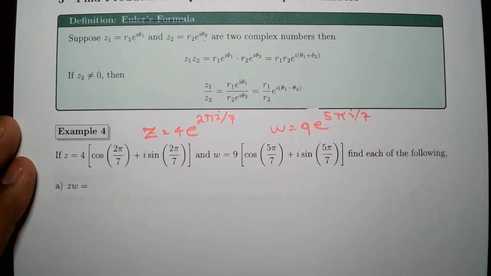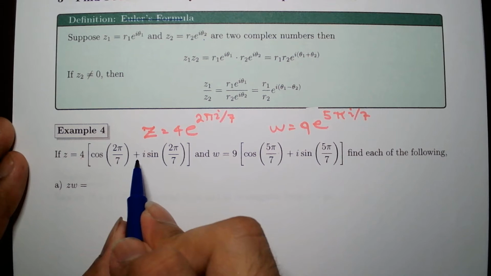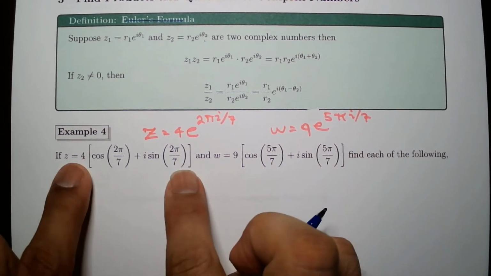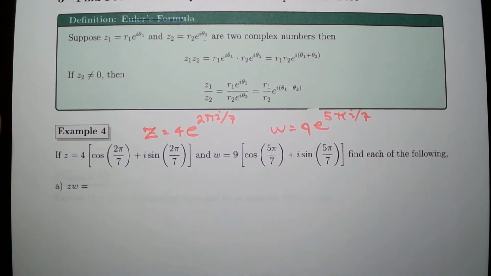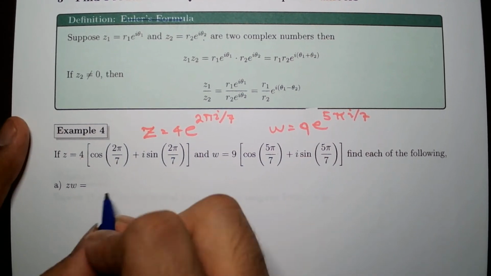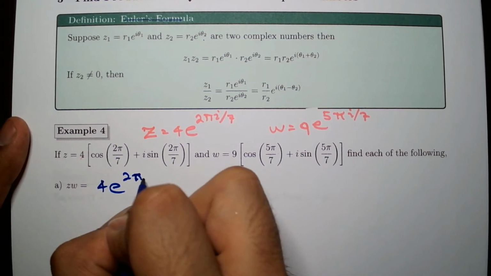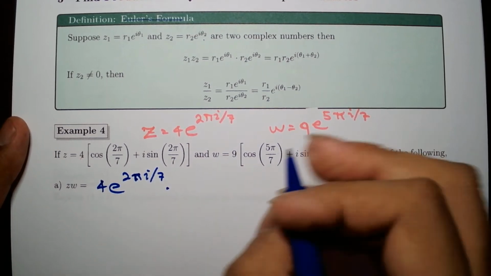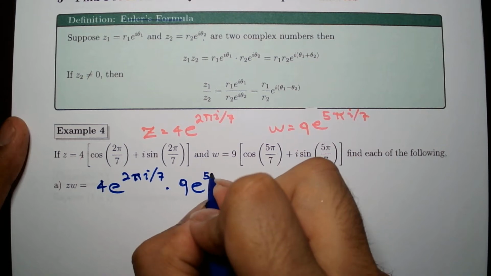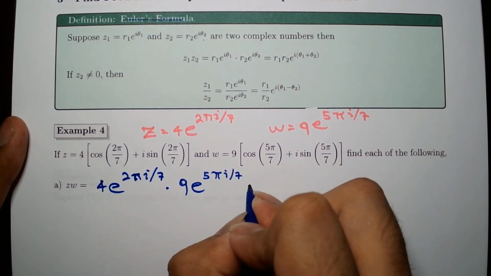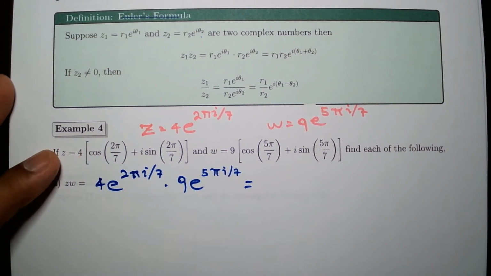So what we do in this case is simply multiply these two. Instead of writing this whole thing, this number times that number, which is a lot of writing, change to exponential and do it quicker. 4 e to the 2 pi i over 7 times 9 e to the 5 pi i over 7. And all we do is simply use laws of exponents. That's all we have to do.